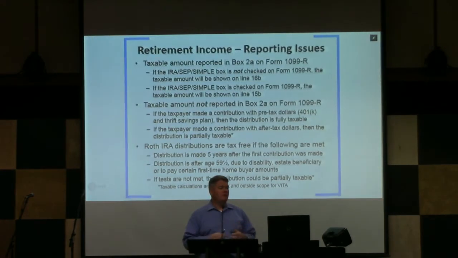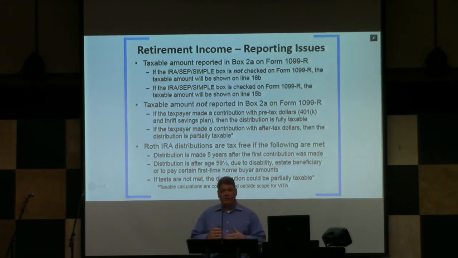But now there could be a few issues. We just want to take a look at those as we get into the system. One of the things we're going to take a look at is that there are actually two different lines that retirement distributions will be reported on. One is line 15, one is line 16. Line 15 is essentially for IRAs, SEPs, and SIMPLEs.